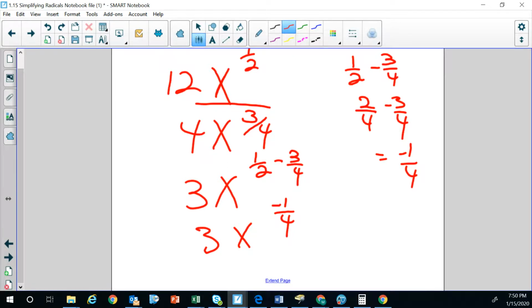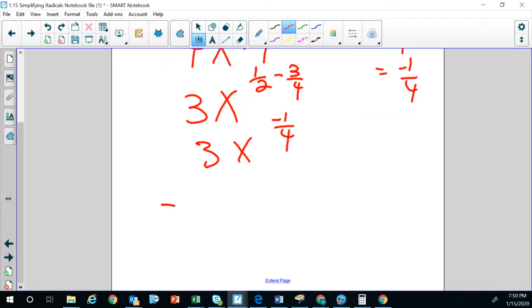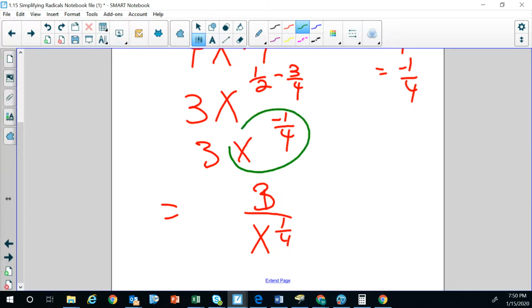So let me extend the space and get some more space. So I'm going to write this now as 3 over x to the 1/4. We move the x to the 1/4 to the bottom, and the 3 stays on top.